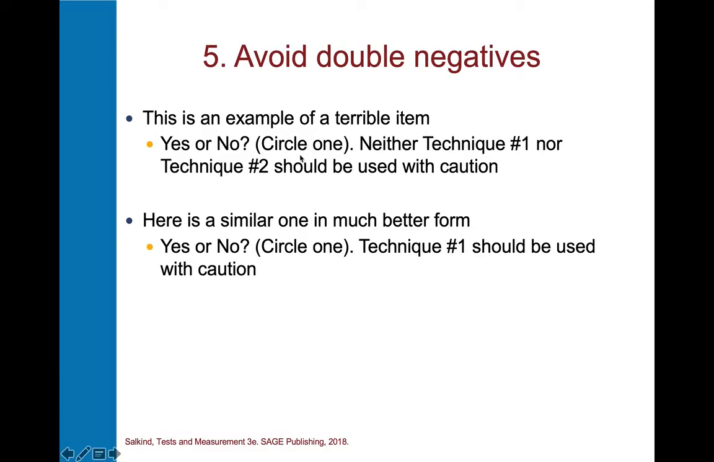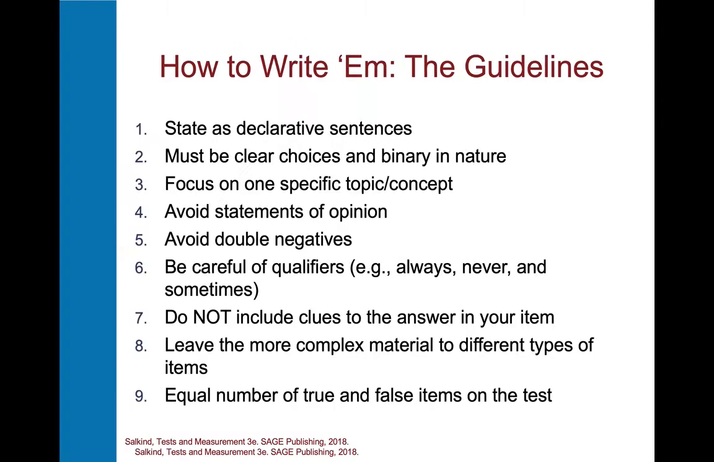So, this is an example of a terrible item. Yes or no, neither technique 1 nor technique 2 should be used with caution. You can almost imagine a test taker reading this word by word and trying to figure out, okay, neither technique 1 nor technique 2. Instead of creating that much frustration, let's just cut straight to the chase and ask, yes or no, technique 1 should be used with caution. A lot more direct, a lot more precise. We're probably going to get better item performance for this one.